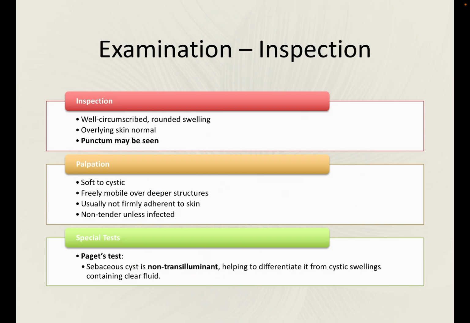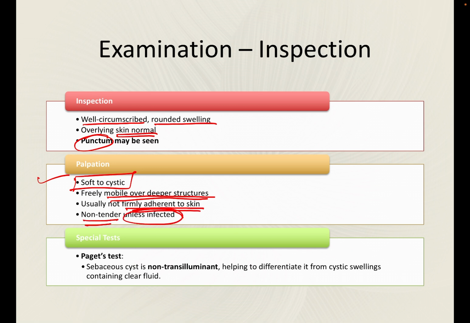Examination. In the inspection, we will see a well circumscribed round swelling. Overlying skin is normal. A punctum may be seen. In palpation, there will be a soft to cystic swelling, freely mobile over the deeper structures, usually not firmly adherent to the skin and non-tender unless it is infected.